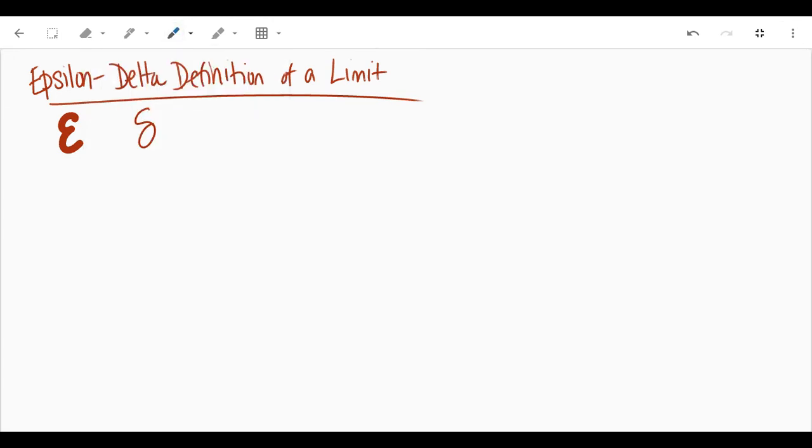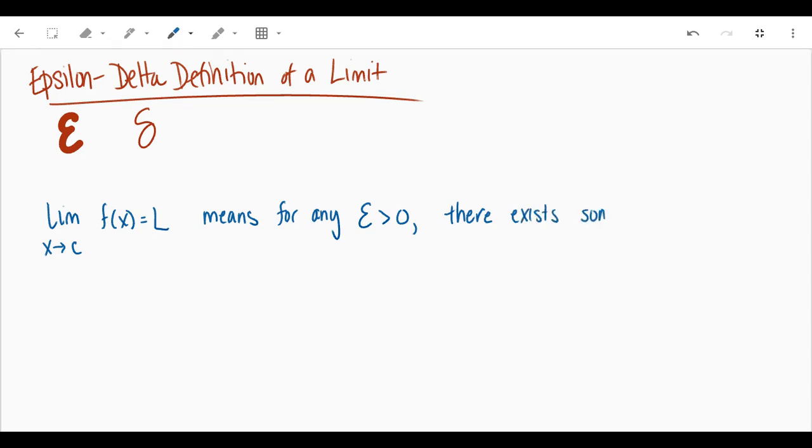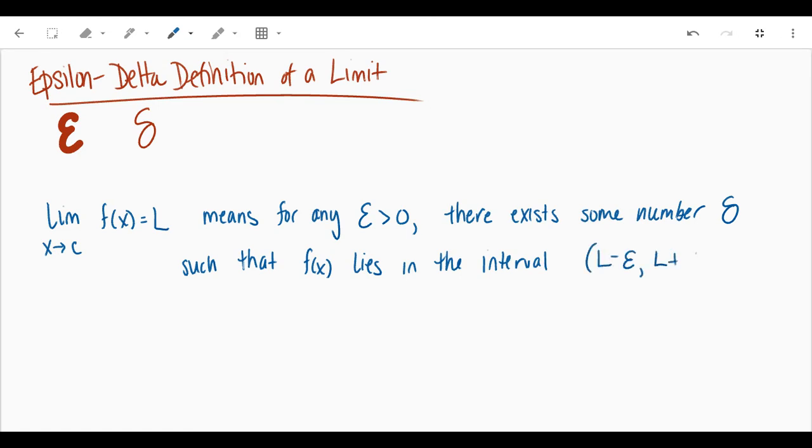So first of all, your limit as x approaches c of f of x equals L means for any epsilon greater than 0, there exists some number delta such that f of x lies in the interval L minus epsilon, L plus epsilon.